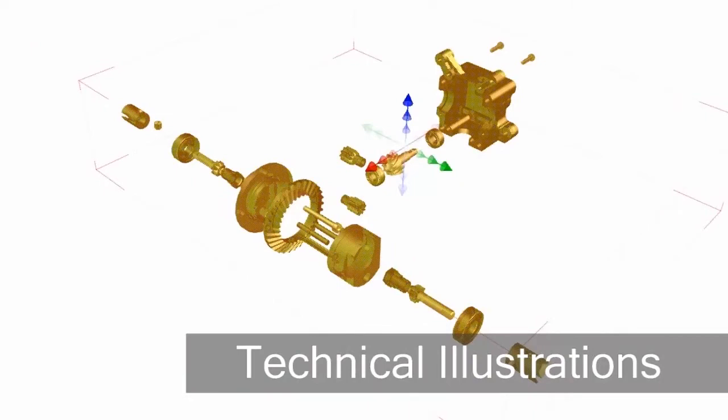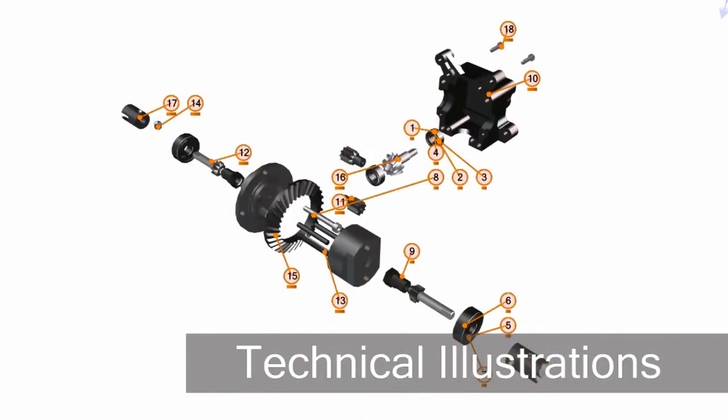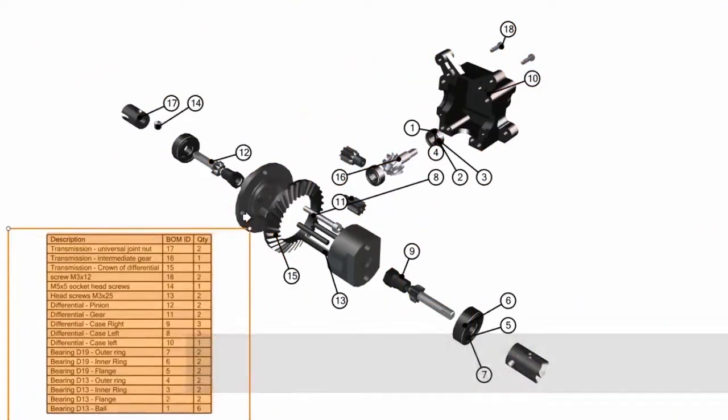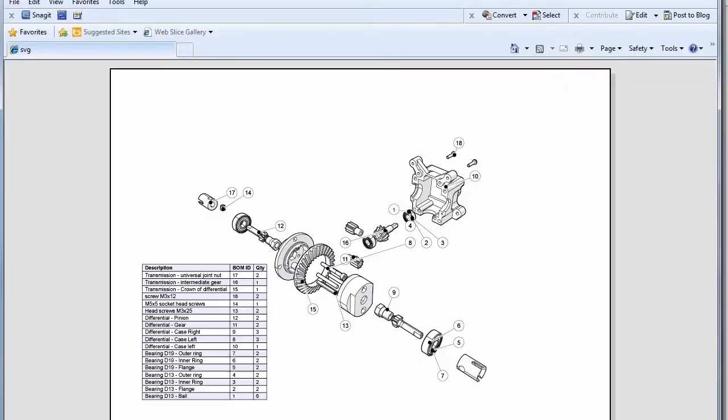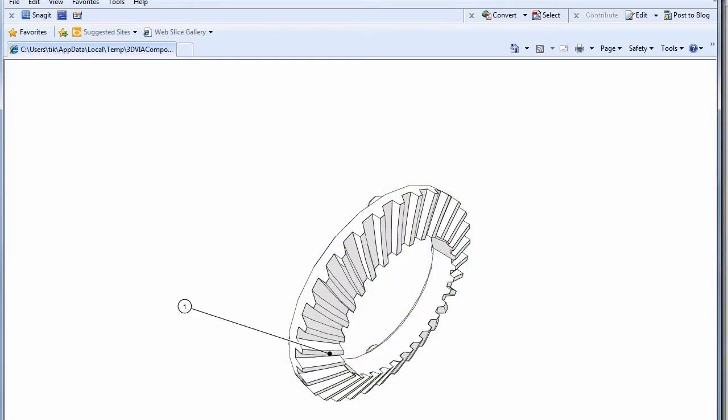Create clear and understandable technical illustrations, including bill of material tables, exploded views, callouts, and annotations with just a few clicks, helping more efficiently produce high-quality vector graphics for your technical documentation.